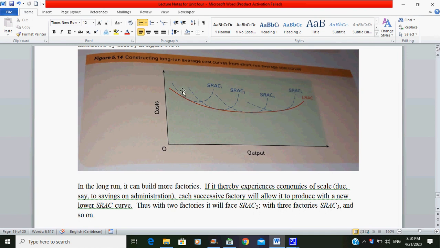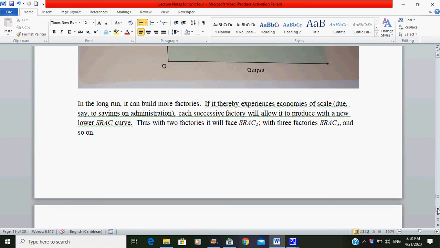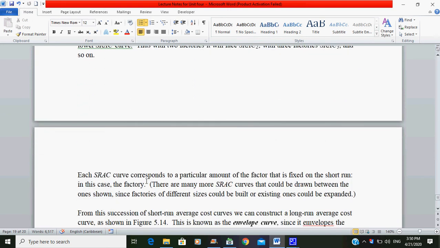So how this is drawn, you draw this first, then you draw this, then you draw this one, then you draw this one, and so on, right? Each SRAC curve corresponds to a particular amount of factor that is fixed in the short run, in this case, the factory. There are many more SRAC curves that could be drawn between the ones shown, since factories of different sizes could be built or existing ones could be expanded.